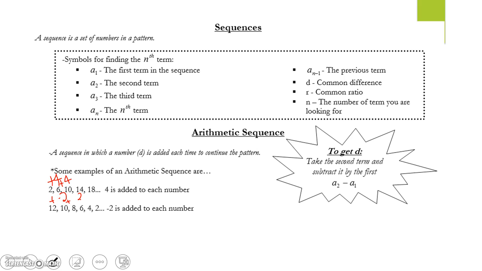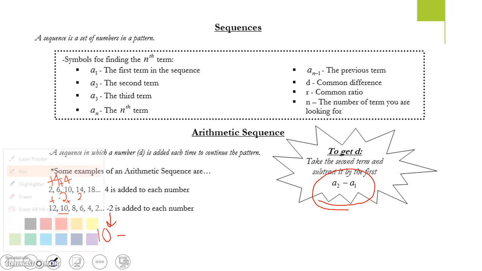Sometimes it's hard to figure out the difference. If it's really easy small numbers, then it's easy. But if it's decimals or just really large numbers, how you can get your common difference is you take the second term and you subtract it from the first. So A2 minus A1. So what I could have done to figure out the common difference of negative 2 is I would take the second term, which is 10, and I would subtract the first term, which is 12. And that's how I got negative 2 as my common difference.